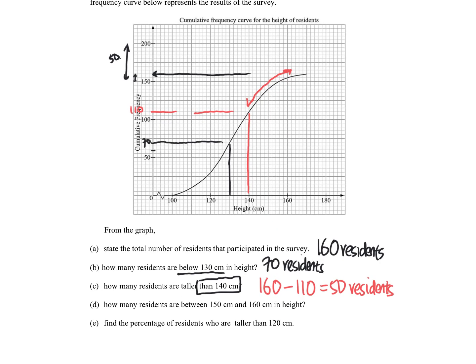Okay, last 2 parts. How many residents are between 150 to 160? So 150 is here, 160 is here. I want to find what is in these 2 groups. So I go and read this one, it is 140, and this one is 155. So you take the difference between these two. 155 take away 140, that's 15 residents.